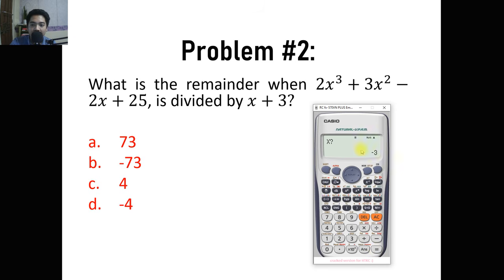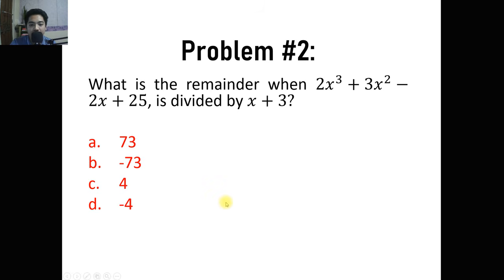So x again is equal to negative 3. You want to check it again. So 4 is the answer. So the answer for this problem should be equal to 4, and that is letter C.